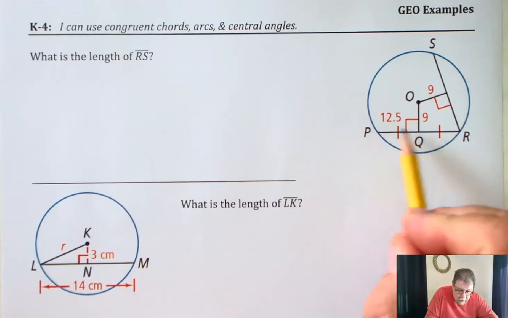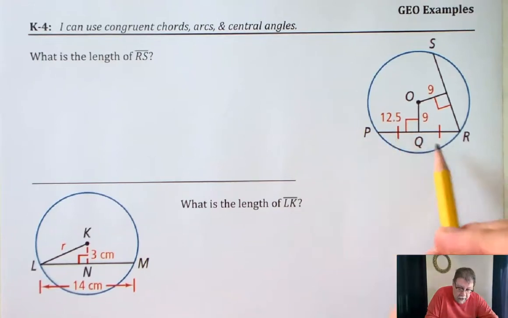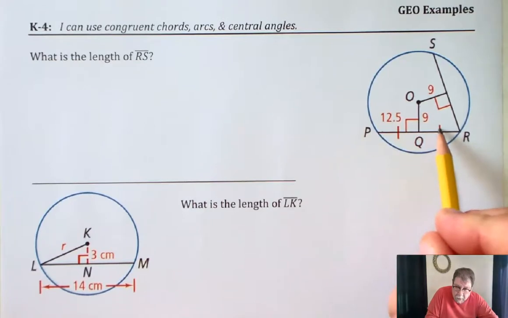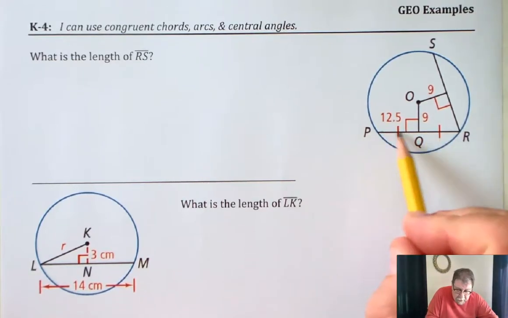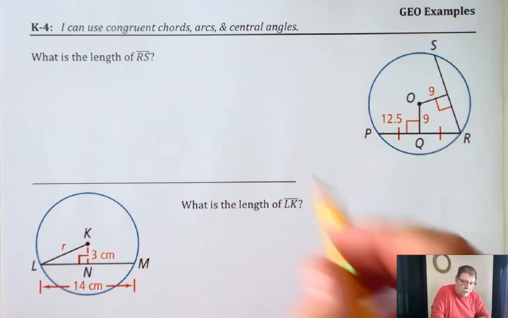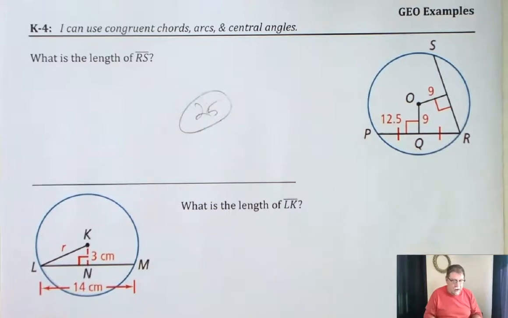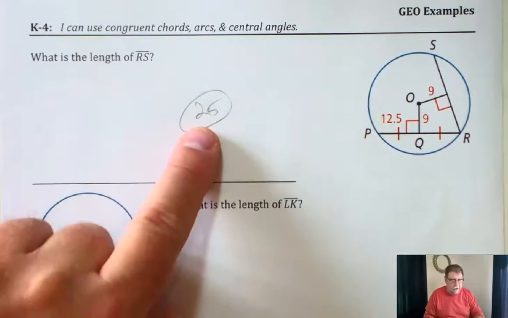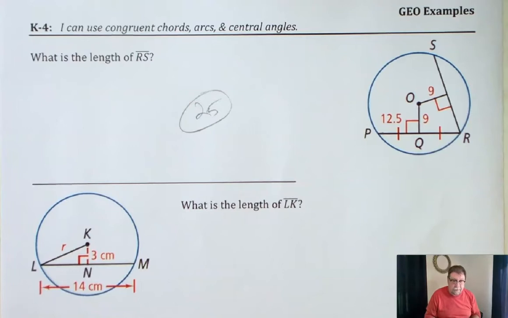of P to Q is 12.5, and so we just have to double that. This also will be 12.5, so 12.5 doubled is 25, so segment PR is 25. Since this is equidistant from the center, that one also has to be 25 units long. So RS is 25 units long.